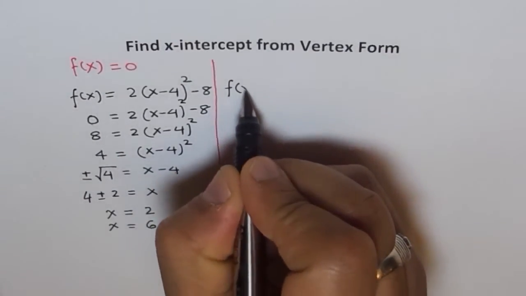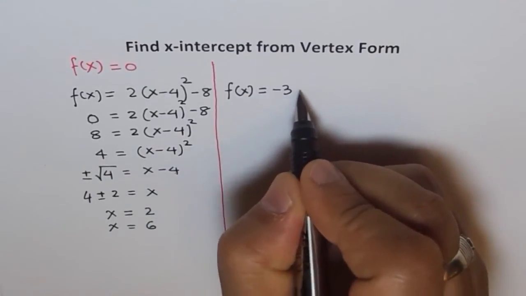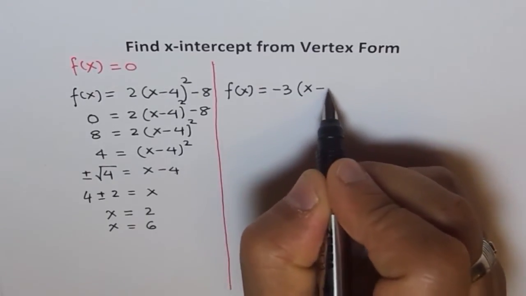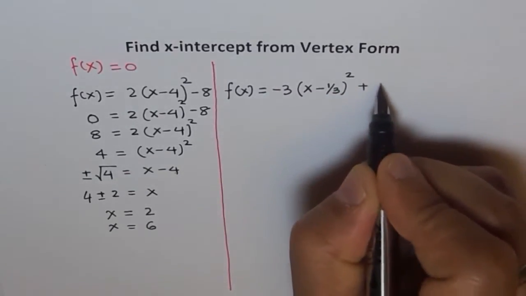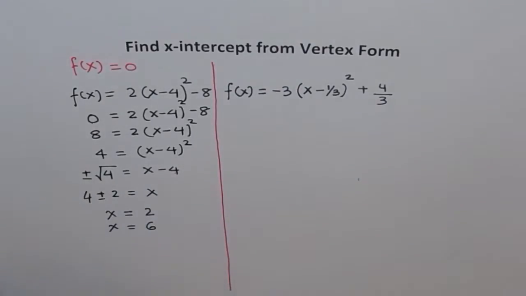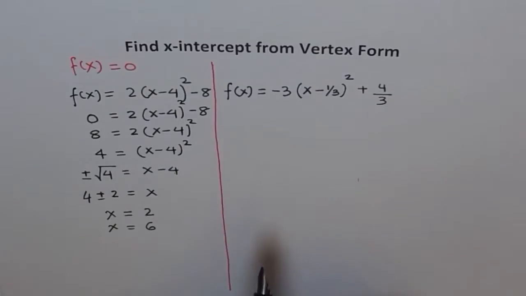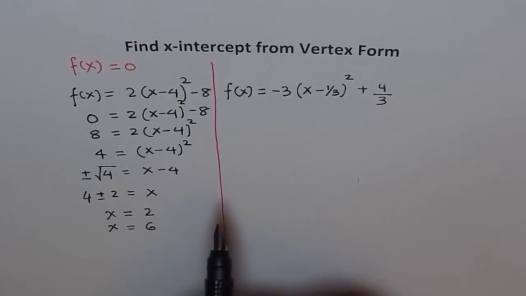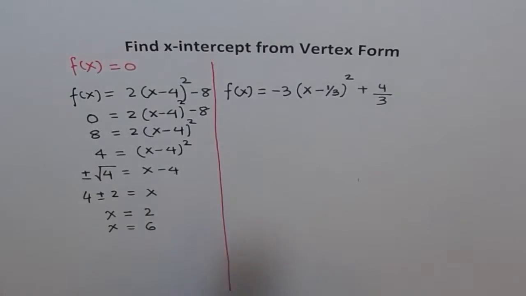So let me write another function: f of x equals, let's say, minus this time, and this time (x minus 1 over 3) squared plus 4 over 3. There are a lot of fractions involved, and this seems to be a very complicated question for finding x-intercepts. If you understand how to do this, you will probably be able to do all the questions yourself. So do you remember the first step? The first step is to equate f of x to 0. Why? Because at the x-intercept, the y value, or f of x, is 0.